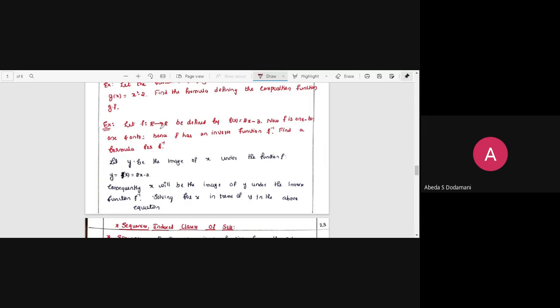Now here you come. If f is a function from R to R defined by this, then f is one-one and onto. Hence f has the inverse function f inverse. So they asked us to find the formula for f inverse.